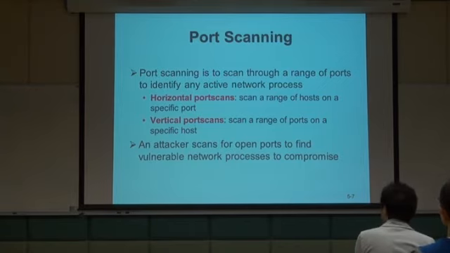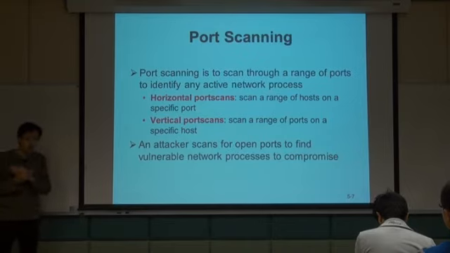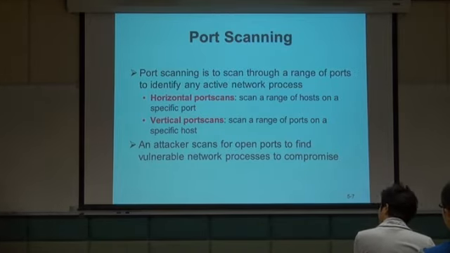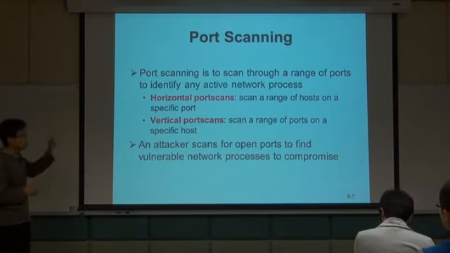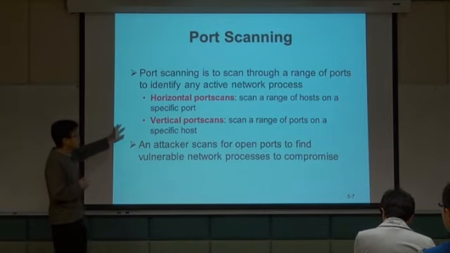Now, the idea of port scanning basically is to identify if a port is open or not. There are two types of scanning here. One is called the horizontal port scan, and one is called the vertical port scan. Again, the whole idea is to identify the range of ports to see if they are open. Horizontal port scan means that you scan a range of hosts on a particular port. For example, I want to find out in the CUHK network whether port 80 is open on any of these hosts. In this case, that will be a horizontal port scan, because I want to scan all the hosts within the CUHK network on a particular port 80.